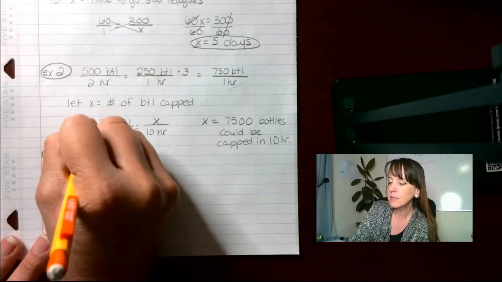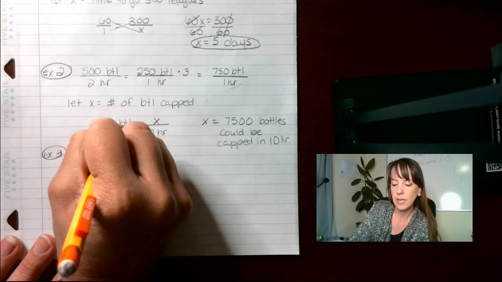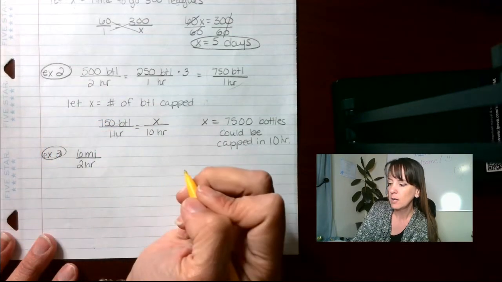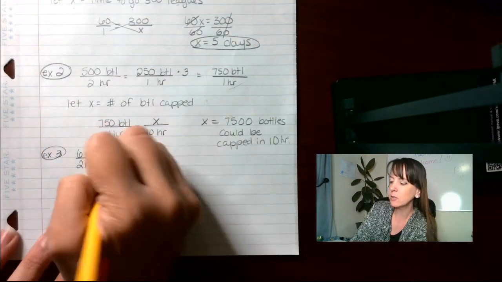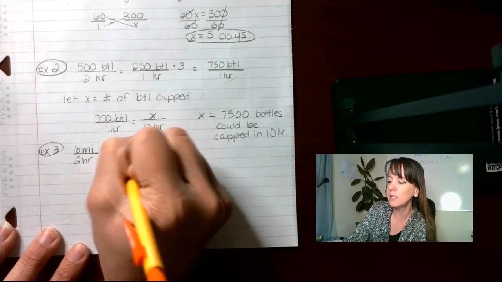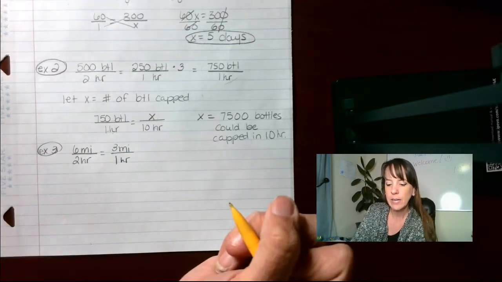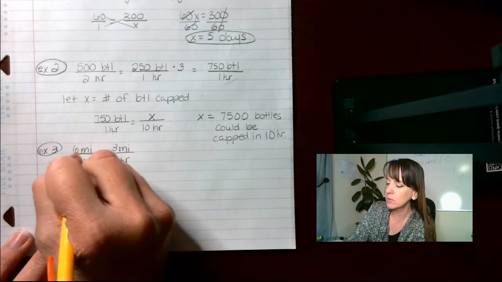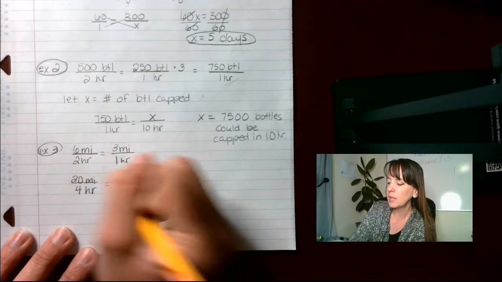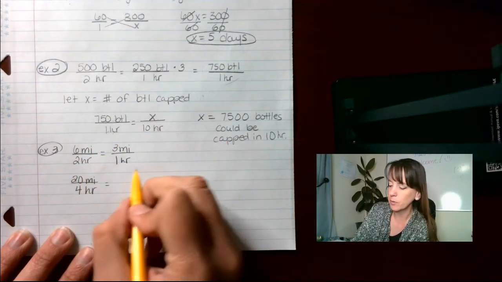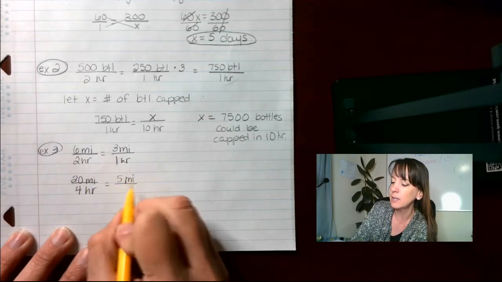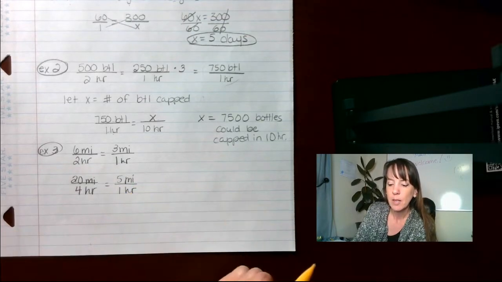All right, so example number 3. Raul ran 6 miles in 2 hours. Let's just figure out our unit rate straight off the bat. That would be 3 miles in 1 hour. Then he ran 20 miles in 4 hours. Let's figure out a rate for this one. Divide both by 4, you get 5 miles in 1 hour.